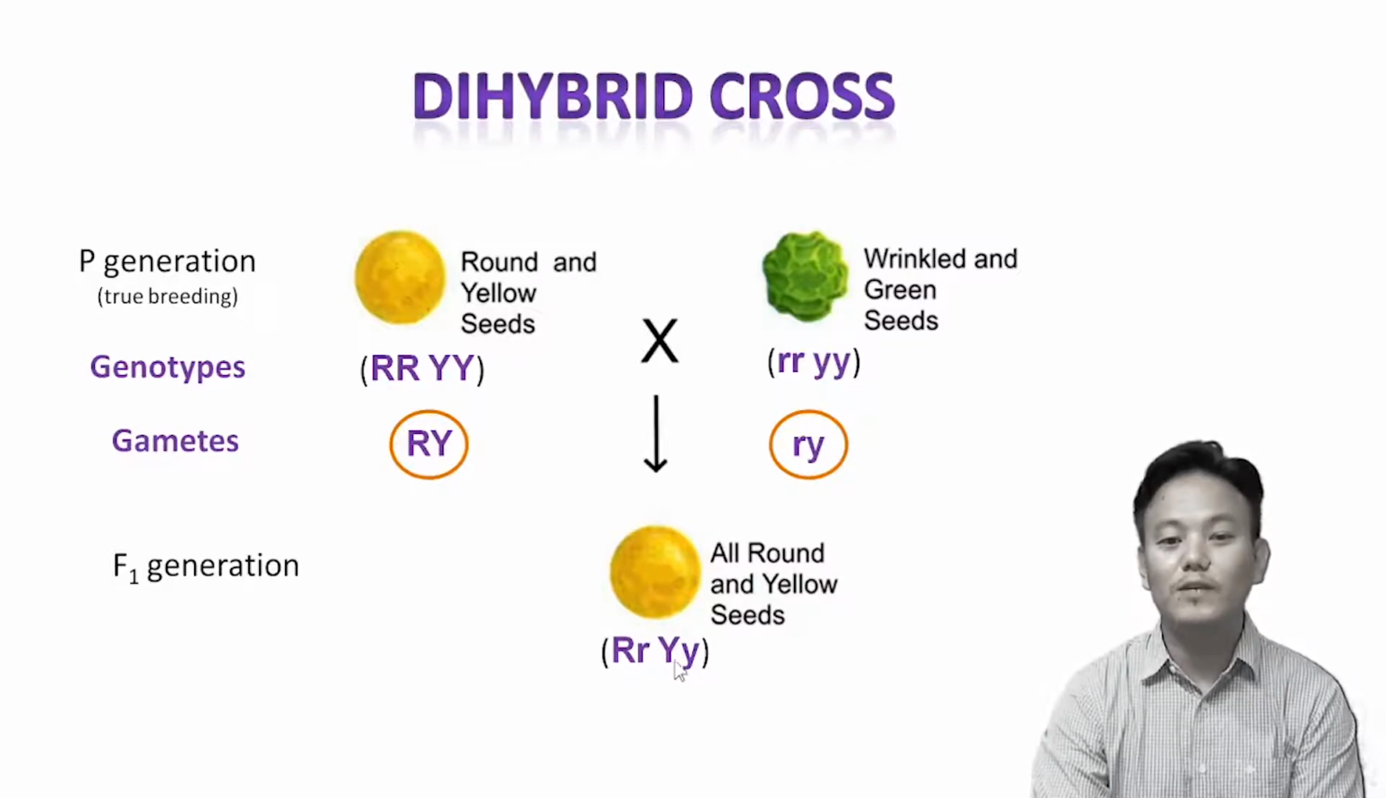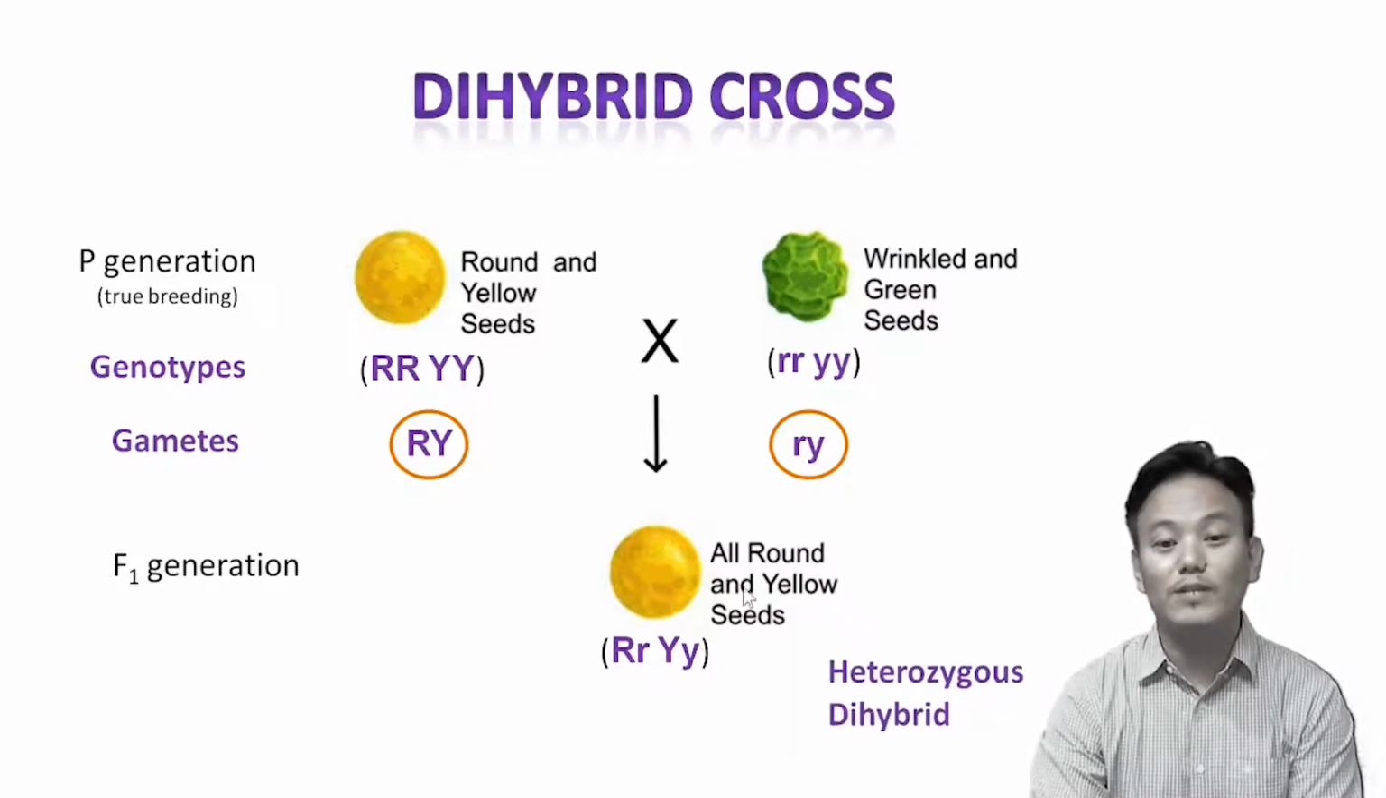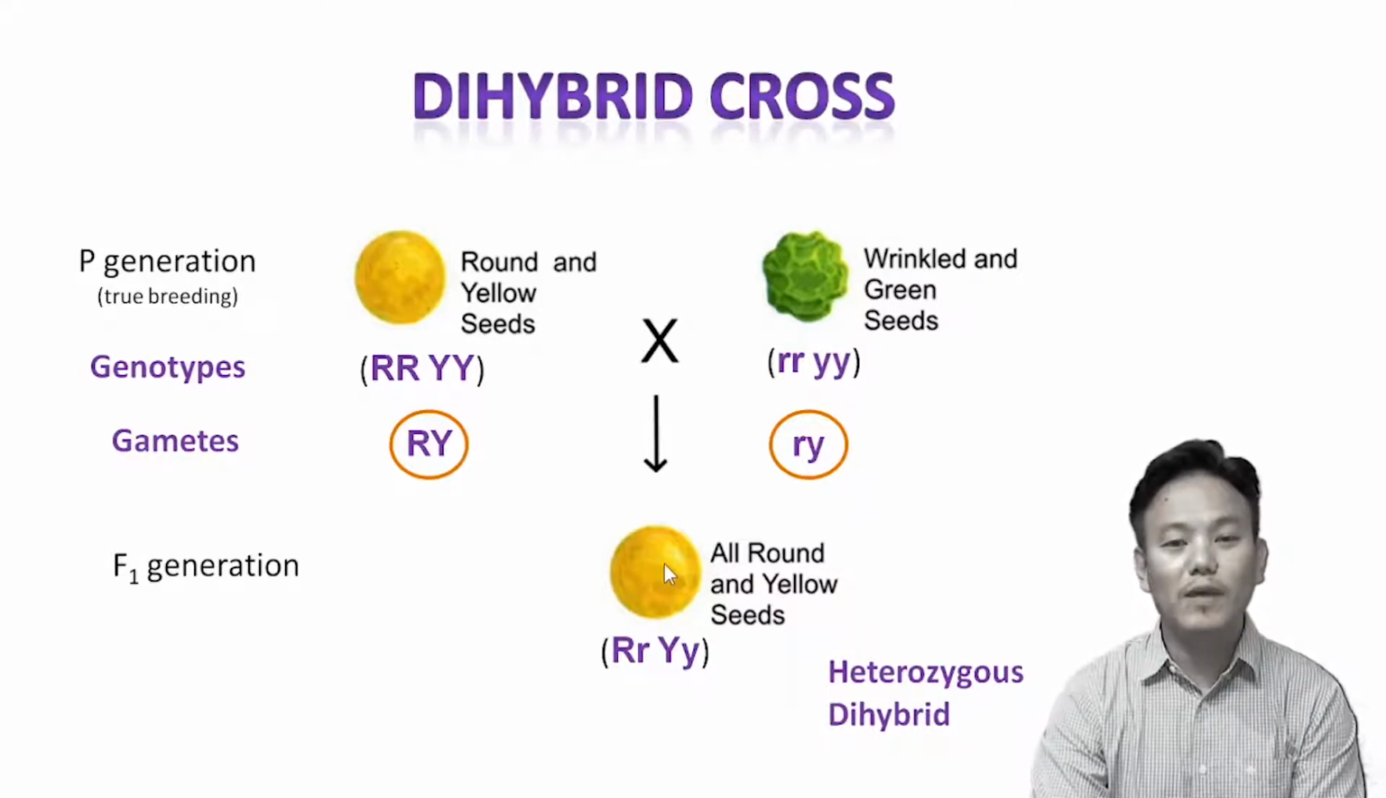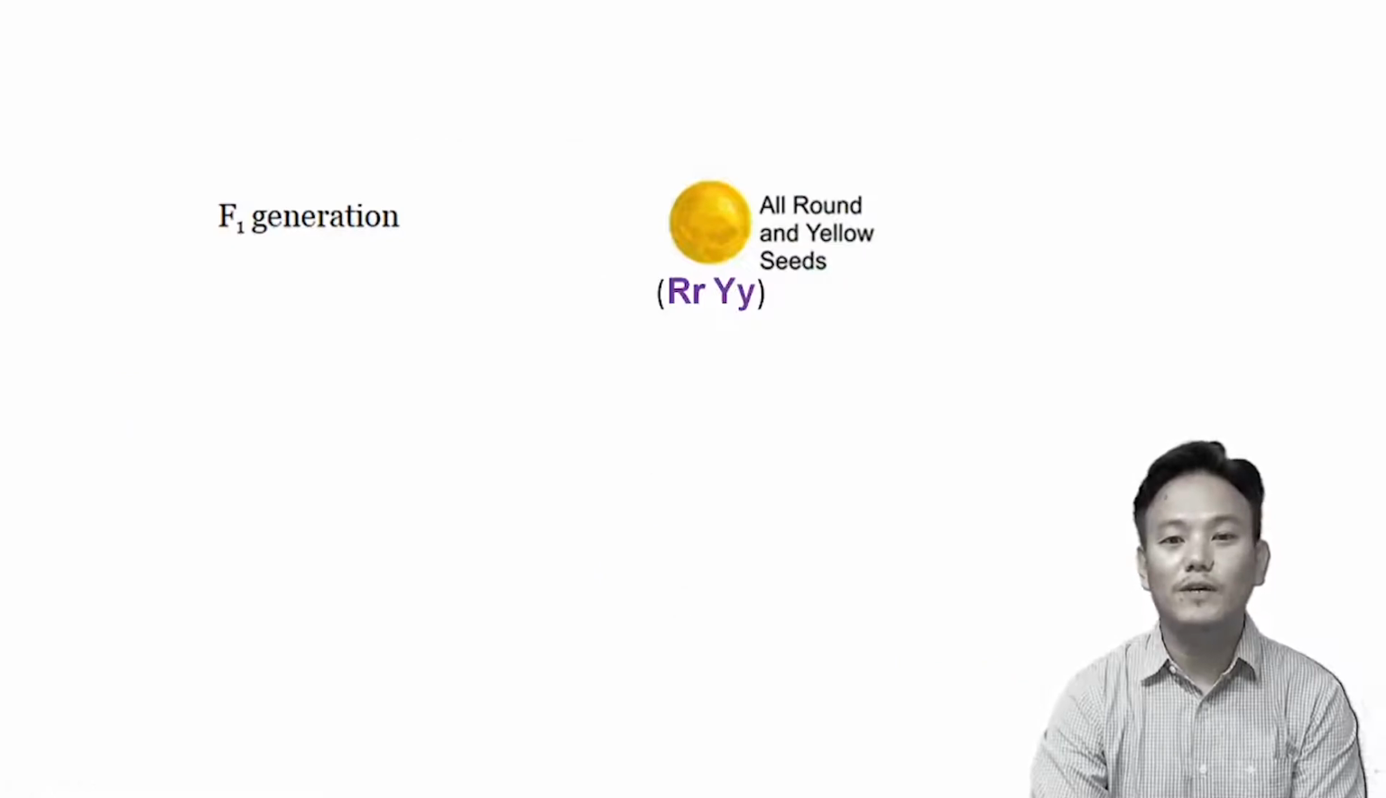And similarly with the two Ys, one capital Y from this parent and one small y from this parent. So this is heterozygous for both the traits, and that is why it is called a dihybrid plant. Now, if you remember, whenever Mendel carried out a cross, be it a monohybrid cross or a dihybrid cross, he made sure that he self-pollinated the F1 generation to get the F2 generation. So, upon self-pollination of the F1 generation, what kind of result he got, we will see over here.